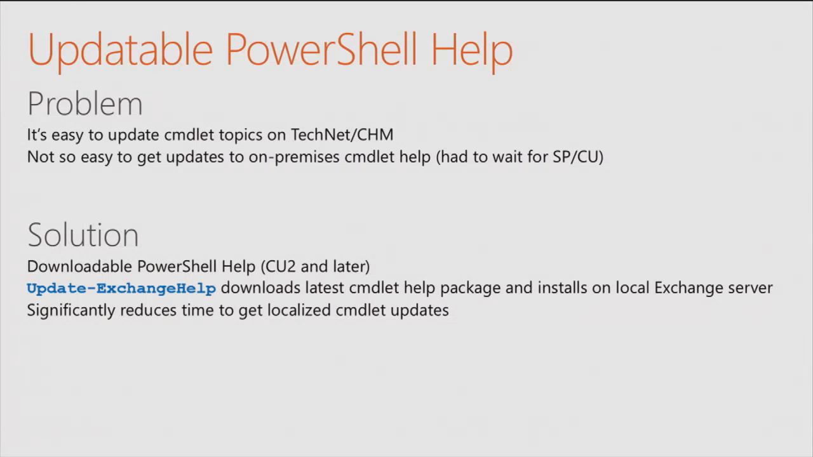Now, you do have to have an Exchange server that's connected to the internet. We don't have an offline story just yet for this. But if you have an Exchange server that's connected to the internet, you can run the update Exchange help commandlet, and this will go and get the commandlet updates and put them into your get help syntax, and basically update the commandlets out of band, and you no longer have to wait for the service packs or cumulative updates to come out. So now we've got a much faster time to not only fix bugs, but this also helps with localized content. So any of the translated versions that we have, we can get updates to both TechNet and commandlet help at a much more rapid pace.